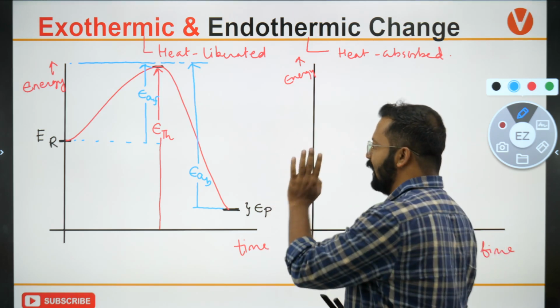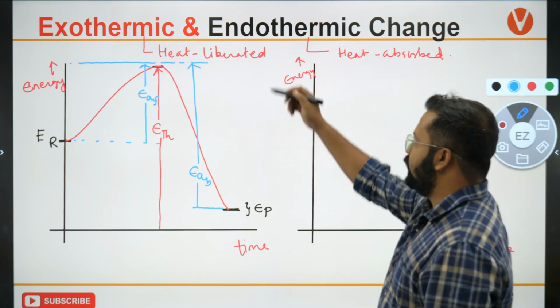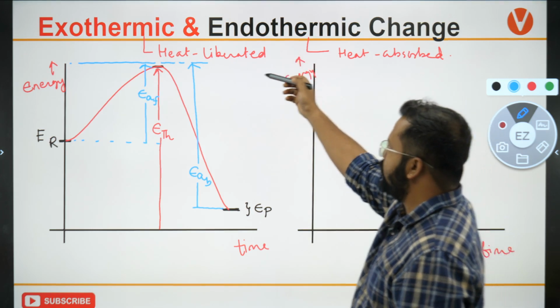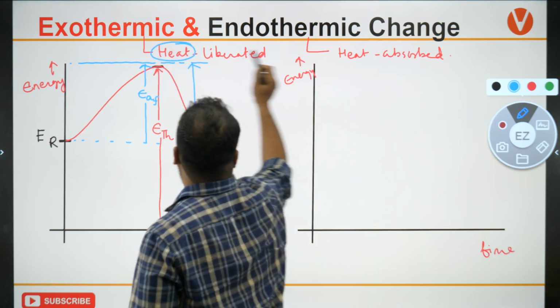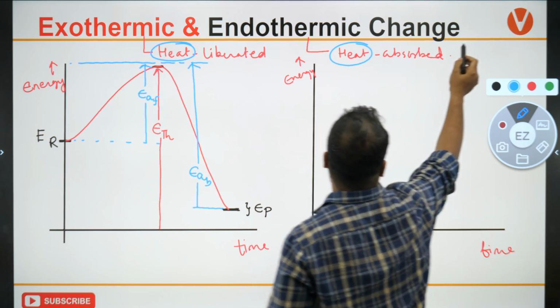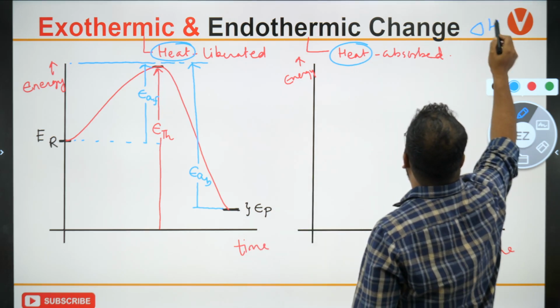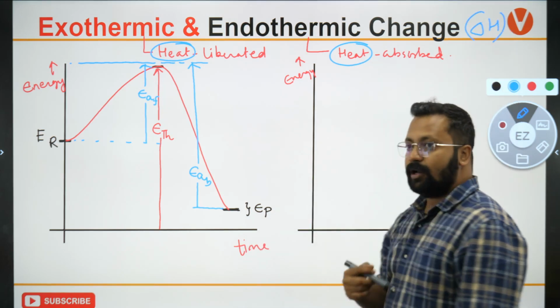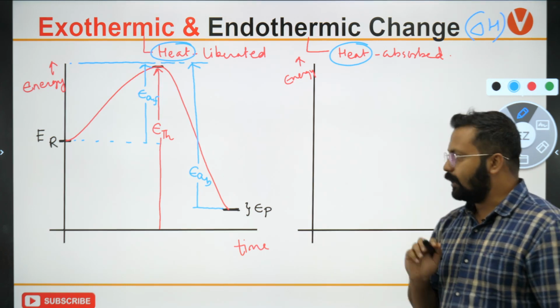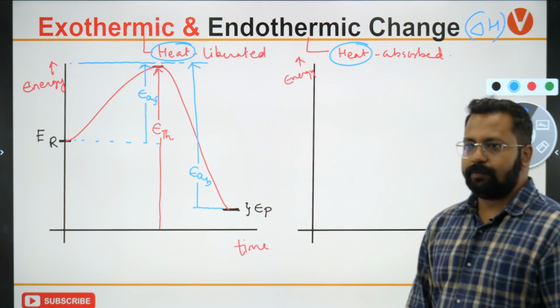यहाँ पे हम delta H use कर रहे हैं because we are talking of exothermic. So when we talk about heat, we are talking about enthalpy, delta H. Exergonic, endergonic talk about delta G. Clear? Now this is the relationship that we would be getting.